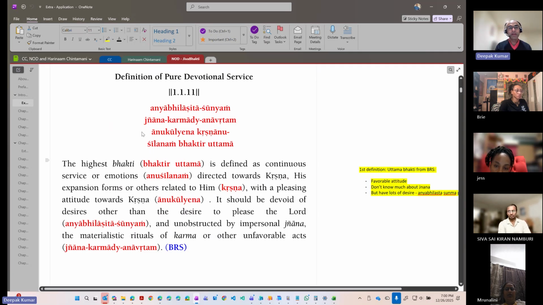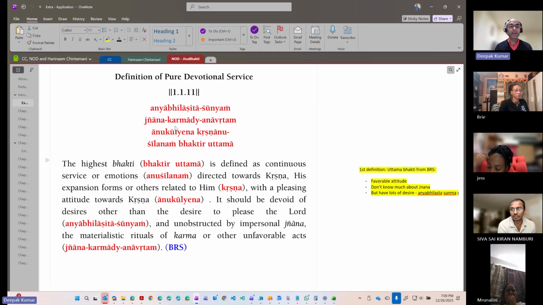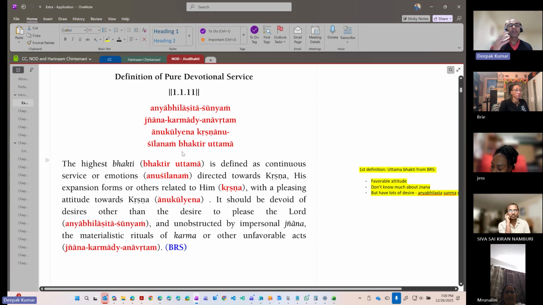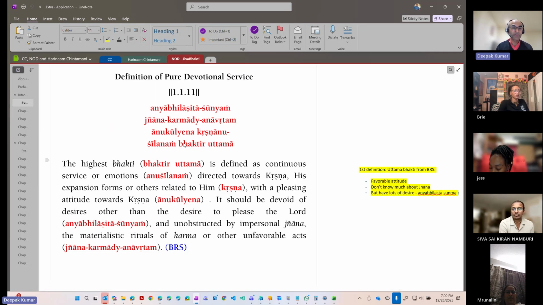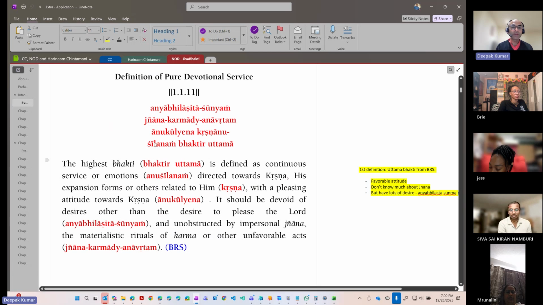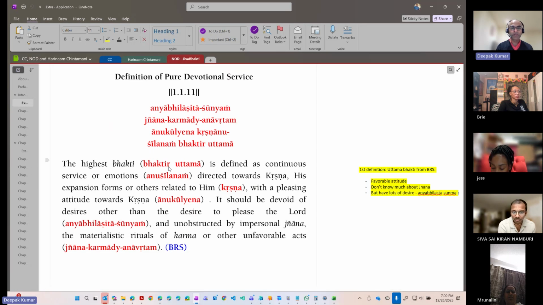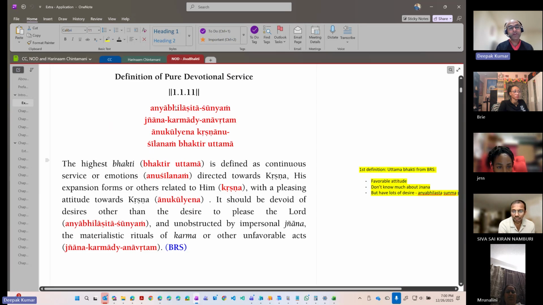Okay, so that's one. Jnāna-karmādy, anything which I'm learning, I don't want. It's not covering the jnana or karma. Sorry, it's not covering the bhakti. Ānukūlyena kṛṣṇānu, my service is only favorable for Krishna. It is there to please him and nothing else. And I'm following ānukūlyena in the footsteps of the Guru Parampara. I'm taking instruction from my Guru and I'm following that. So as long as that's true, then one is following the Uttama Bhakti.